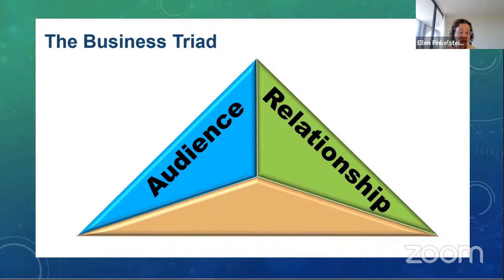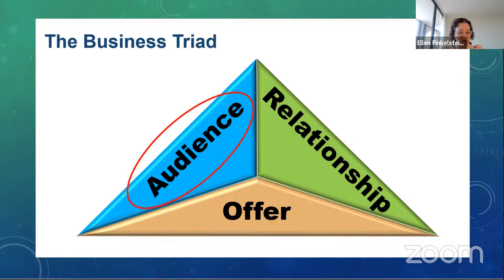And so they lose that relationship with their audience that you need for people to feel like they know, like, and trust you and respect your knowledge, so that you can then make them an offer that's relevant to that audience. So those are the 3 pieces of the business triad: your audience, the relationship you have with that audience, and offers that are relevant to that audience. So the audience isn't everything, but it does start with your audience.